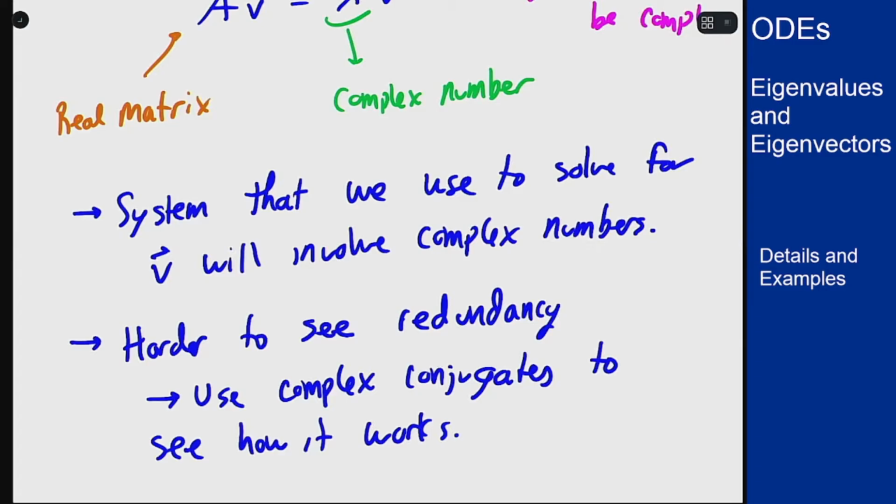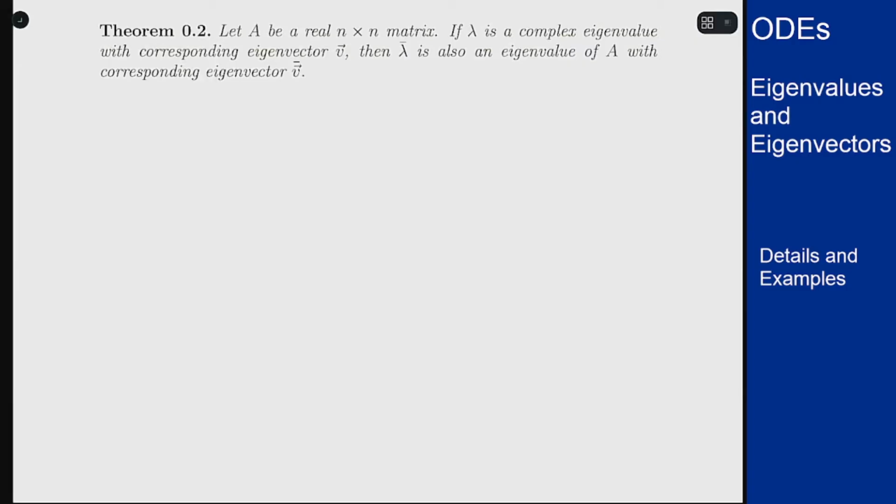But thankfully, with complex numbers and the structure that they have, we get a nice little benefit from trying to find eigenvalues and eigenvectors. That's why we really only have to find half of them. The result on this front is that if I have a real matrix and a complex eigenvalue lambda with eigenvector v, then lambda bar, the conjugate number, is also an eigenvalue, and the eigenvector is also the conjugate. And this one just comes back to our equation again.